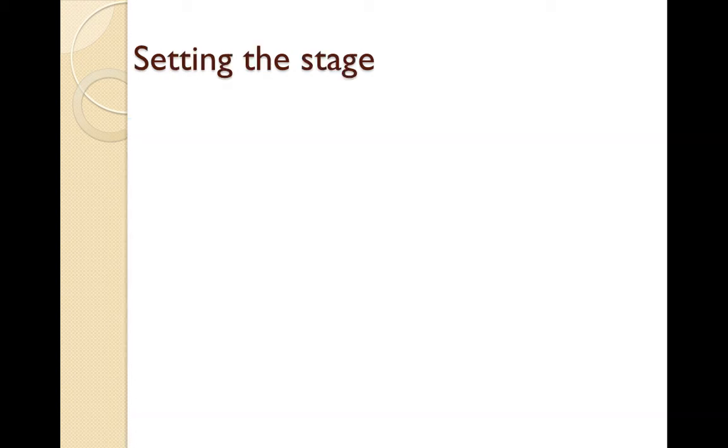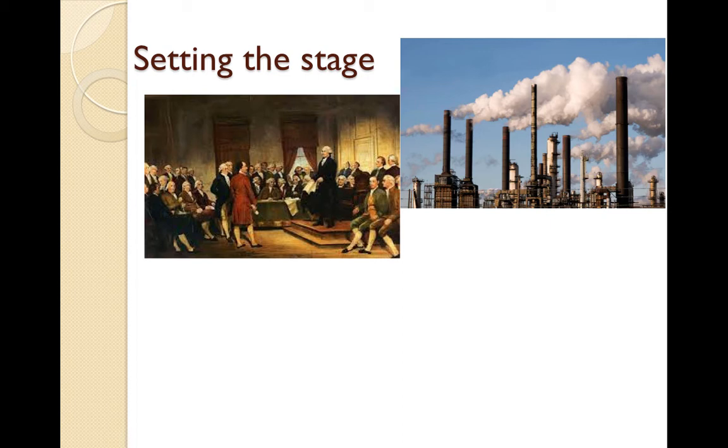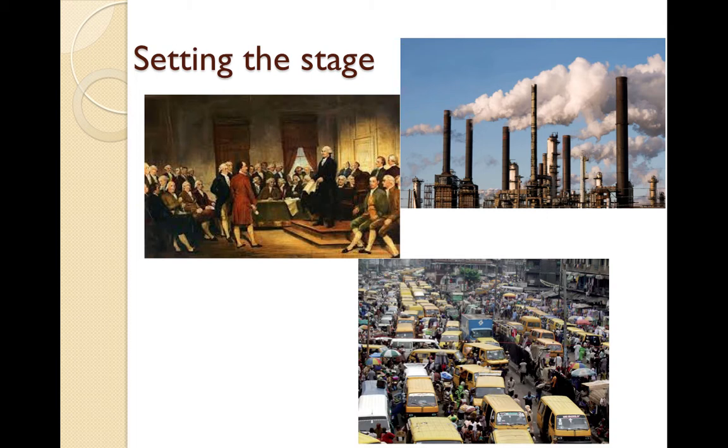So, setting the stage. In Chapter 17, remember, you learned about Enlightenment ideas and the revolutions that followed, which created expectations for freedom and independence around the world. In Chapter 18, you learned about the Industrial Revolution, which increased the size and power of militaries. In Chapters 19 and 20, you learned about the effects of industrialization and imperialism on Asia, Africa, and the Americas.